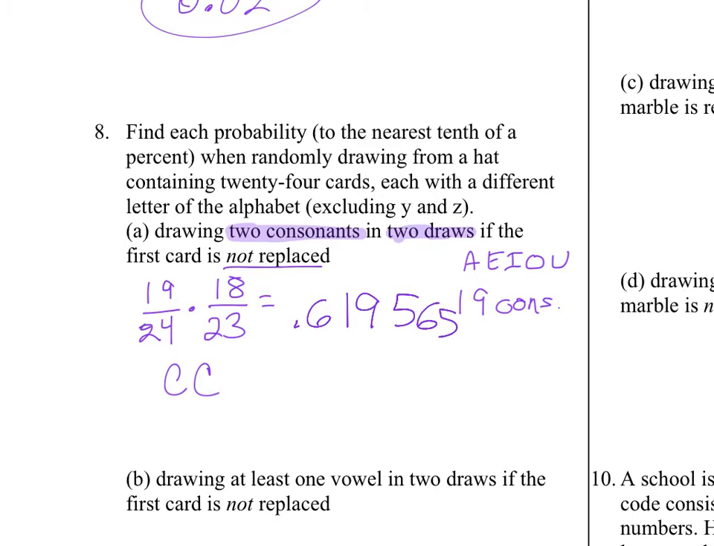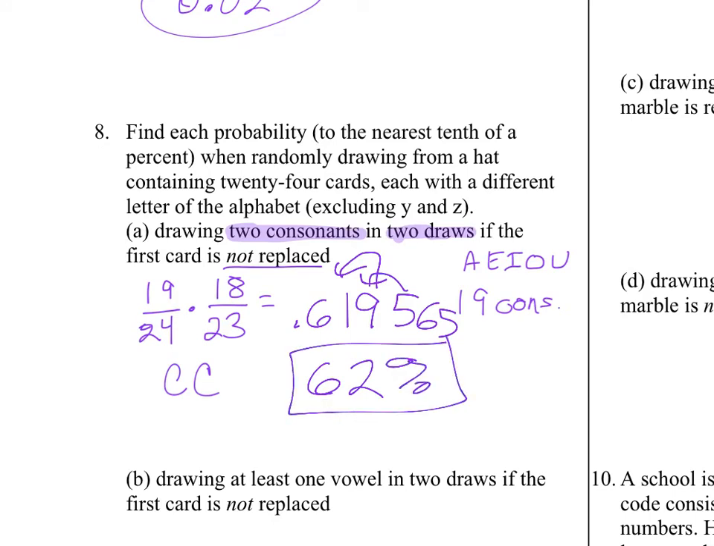Okay, so to the nearest 10th of a percent, that means I need a percent answer. So 61.9, it all rounds up to 62%, right? Because the 5 would round the 9 up to 10, so it's going to change that one. So I have 62%.